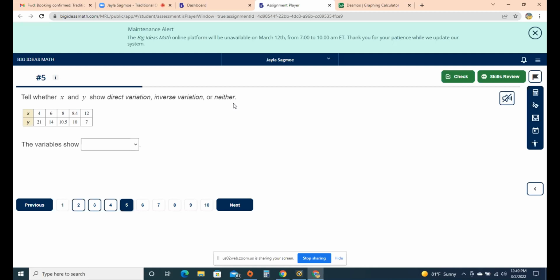Okay. Right. Go ahead and answer this one, inverse variation, and then let's see if we can do one more before we close out this lesson. Okay. So 4 times 21, I mean 84. And 6 times 14, 84. Yes. So this one is inverse variation because they multiply together and equal the same thing.